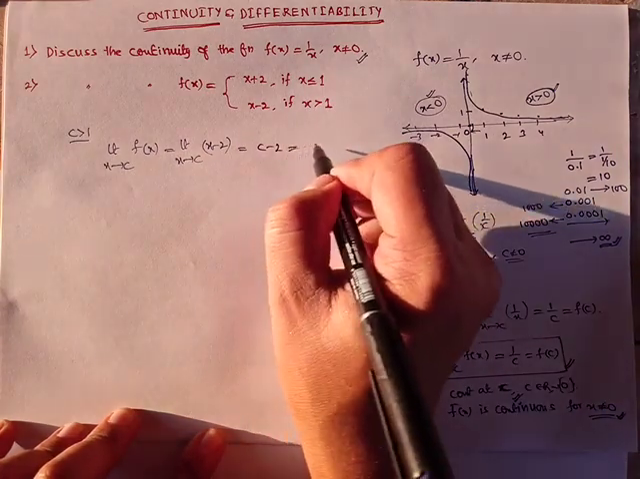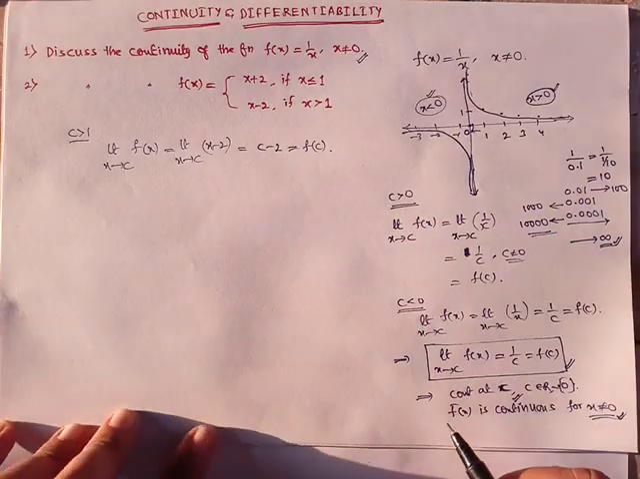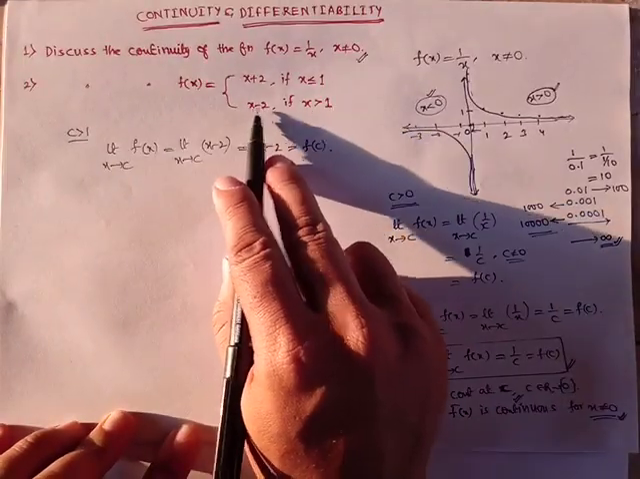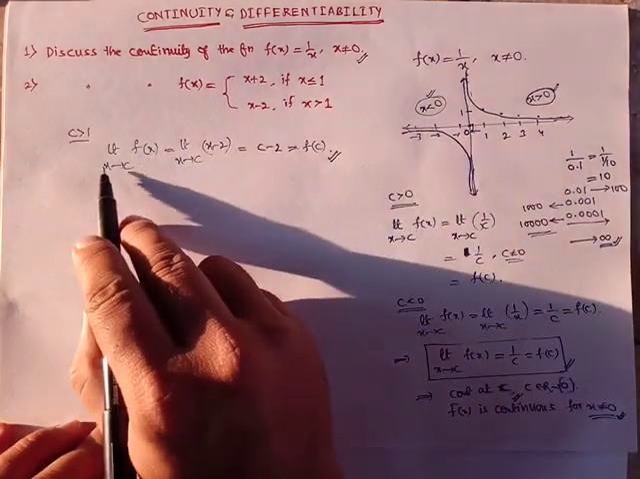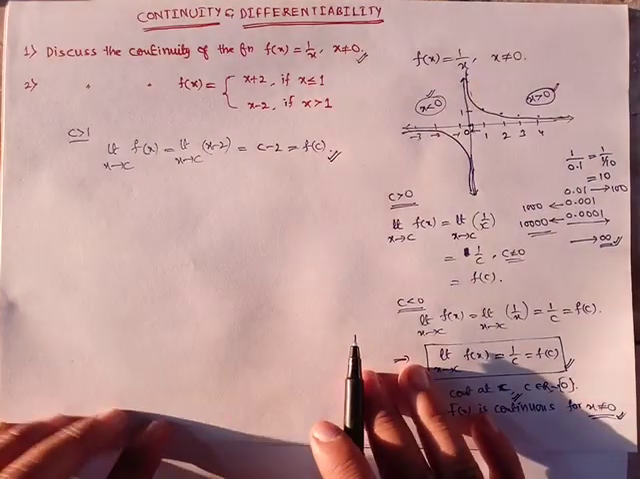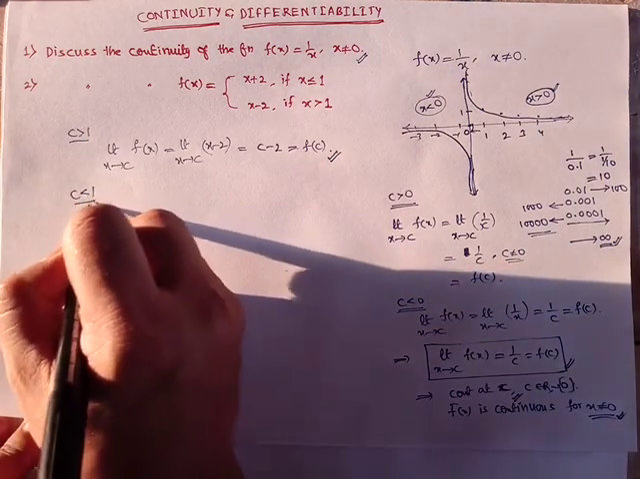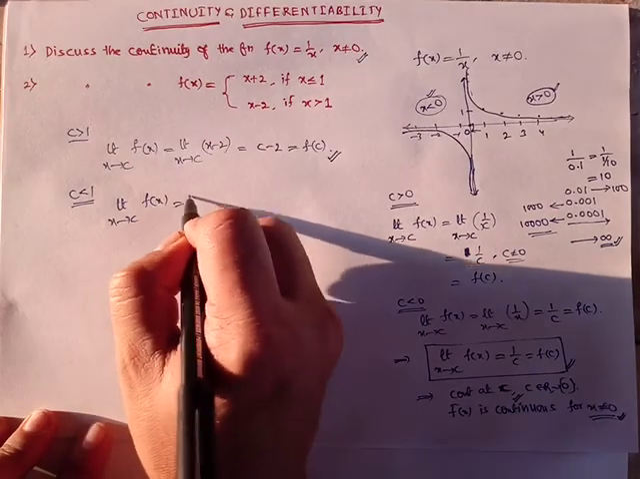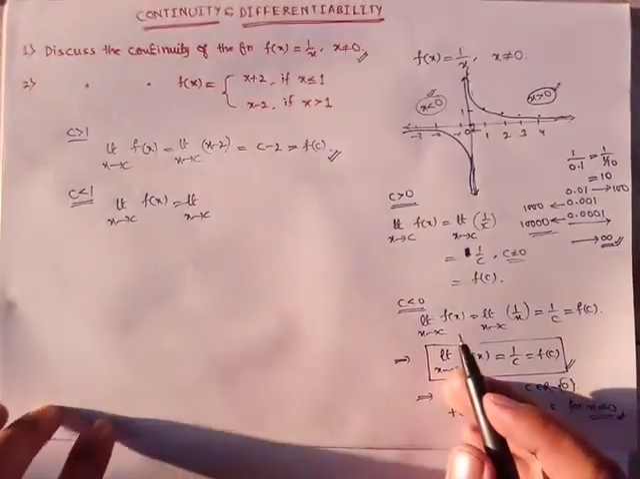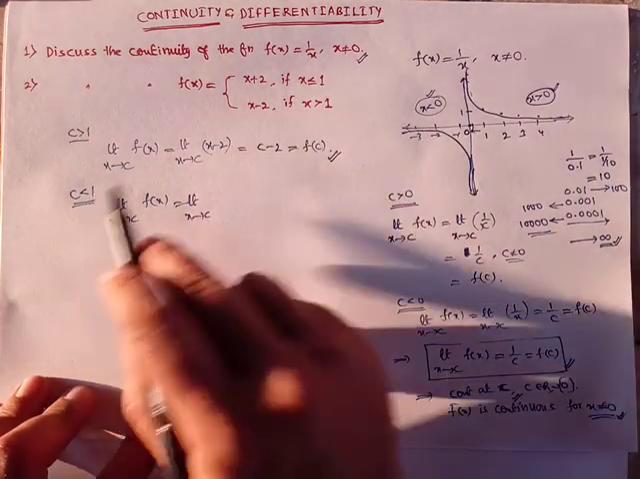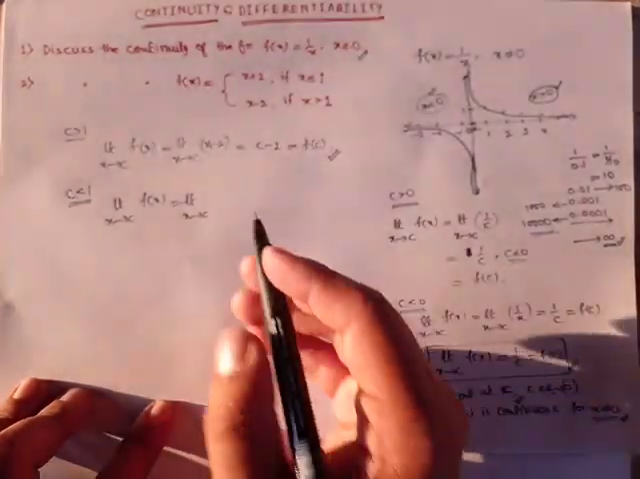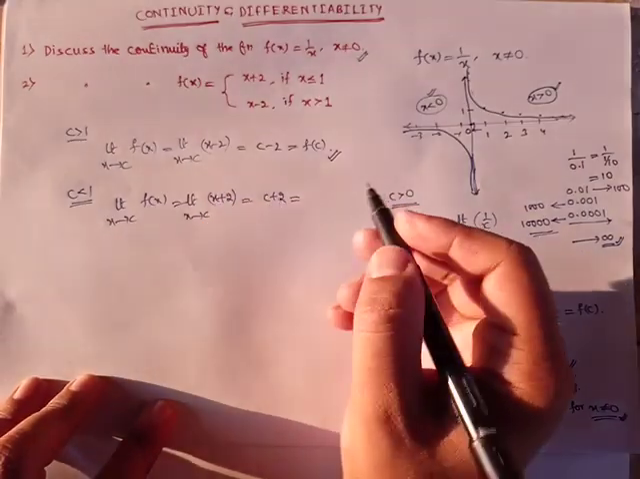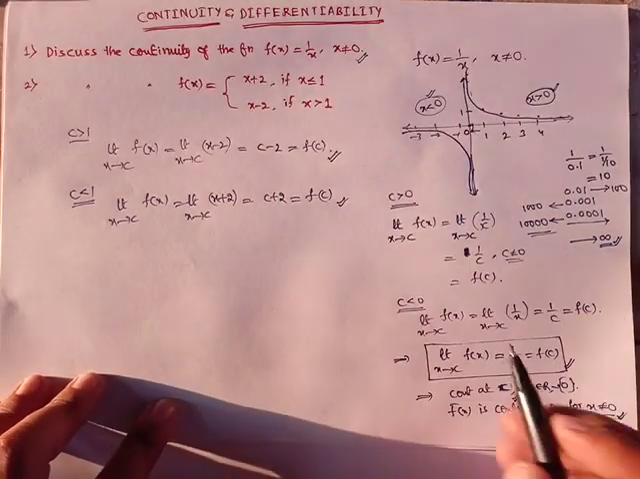That c minus 2 can be taken as f of c, for c greater than 1 it is c minus 2. So limit x tends to c f of x is equal to f of c. Coming to the second case, c less than 1, limit x tends to c f of x, f of x is nothing but x plus 2, and it can be taken as c plus 2. c plus 2 can also be considered as f of c only.